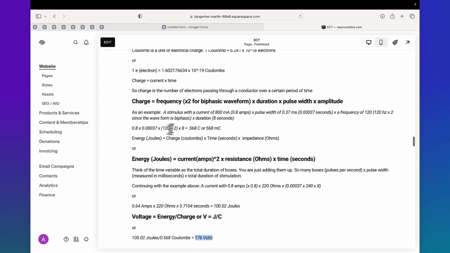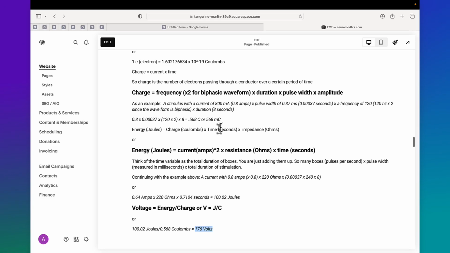And when you go through and do the calculation, 0.8 times 0.00037, that's again the pulse width, that's the amperage or the amplitude, times 120, which is the frequency, and again times 2 because it's biphasic, times 8, or the total duration, you get 568 millicoulombs, or 0.568 coulombs. And that again is the dose.